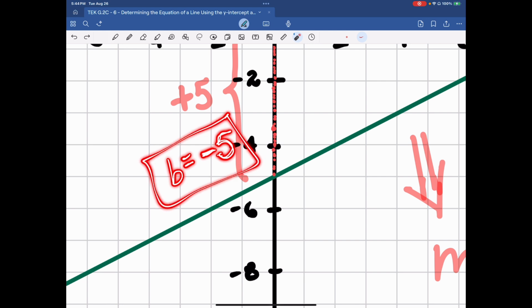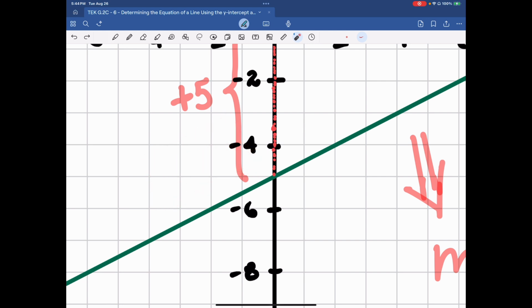This is going to become part of our equation. So now where do we go? We need to figure out what the slope is. And the way you do that is you're going to start right here. Right here, start at your y-intercept, okay?